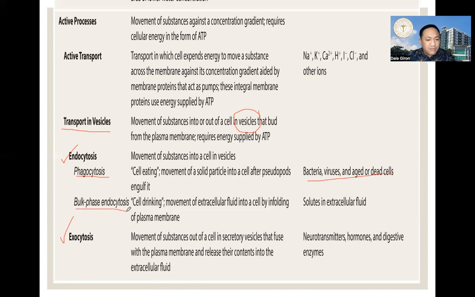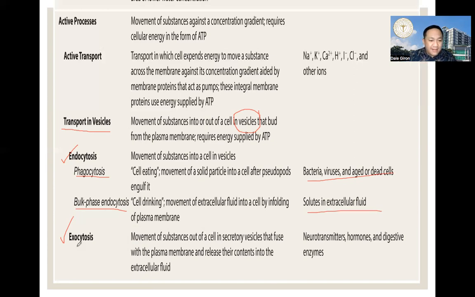What about bulk phase endocytosis? If there is cell eating, there is cell drinking. So that is bulk phase endocytosis. It is a movement of extracellular fluid into a cell by enfolding into its plasma membrane. Some solutes in the extracellular fluid go inside the cell, and that is what we call bulk phase endocytosis. It's cell drinking.